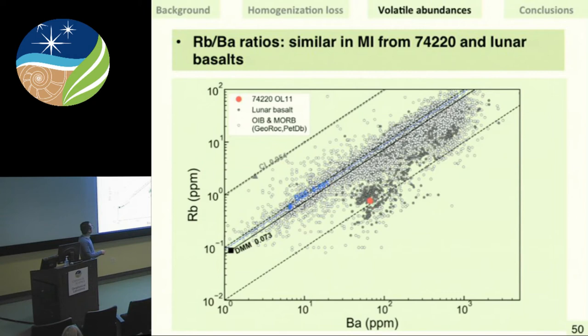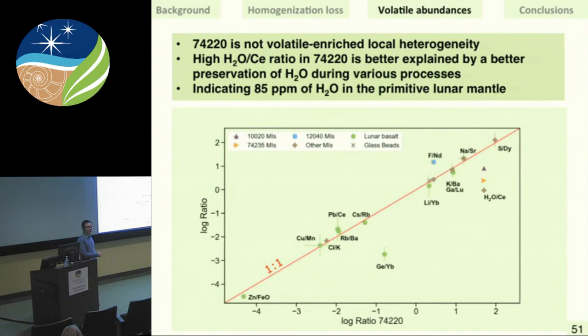And in this figure, we plot rubidium data over barium data. Because we only have one data point in 74-220, we don't have rubidium data in other lunar samples. We could only compare 74-220 to other lunar basalts that have been analyzed so far. And the gray circles represent lunar basalt data reported in the literature. And 74-220 is falling right onto the trend.